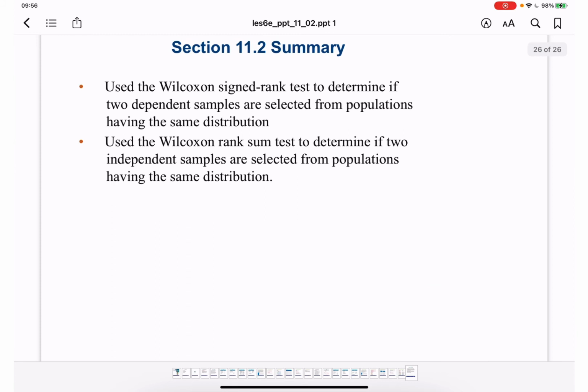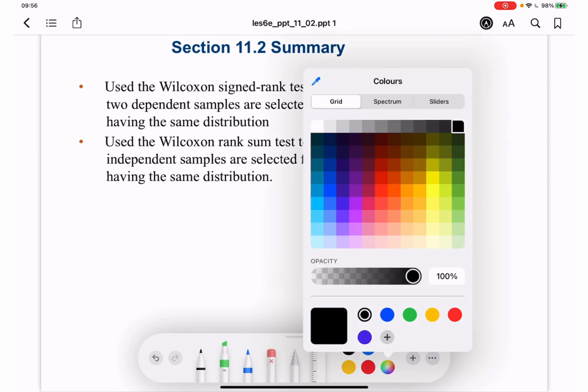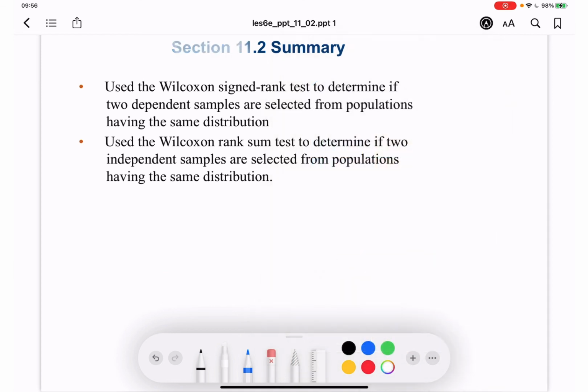And that's it. So again, we are using the Wilcoxon signed rank test. This is from somewhere else. The signed rank test determines if two dependent samples are selected from populations having the same distribution.